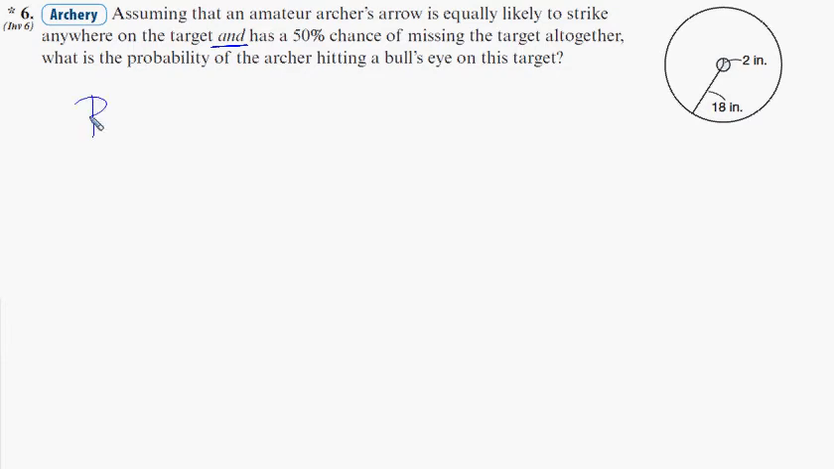So I'm just going to say the probability of T for target. And then we have the probability of not on the target, missing the target, okay? So I'm just going to say times the probability of not on the target, okay? Not target, all right? So let's find the probability for hitting the target.